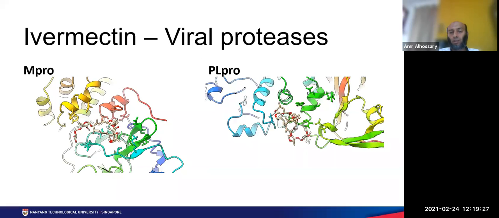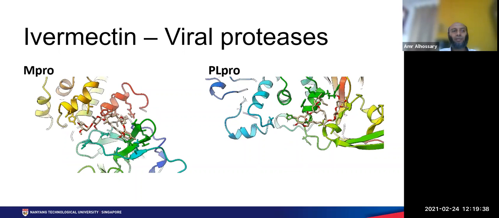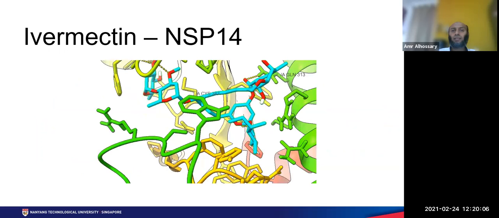It also binds to both proteases as well. Both proteases are the main protease and the papain-like protease. It binds less extensively to papain-like protease than the main protease. Therefore, it might play a role in preventing the post-translational processing of viral proteins. It also binds well to the N protein, as well as to the non-structural protein 14, which is essential in transcription and replication of the viral genome and viral assembly.